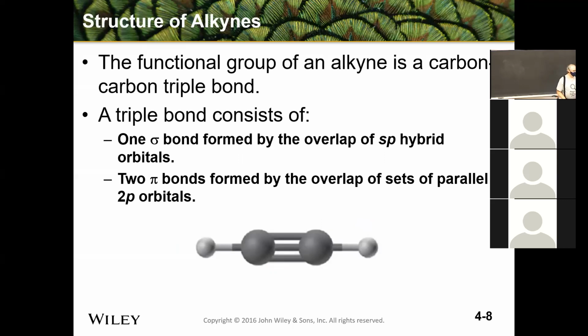All right, now we'll introduce alkynes. The functional group of an alkyne involves a carbon-carbon triple bond. Okay, when you have a triple bond, you're going to have one sigma bond formed by the overlap. Instead of sp2, this time it's sp orbitals. The two pi bonds are formed by overlap of sets of parallel 2p orbitals. Okay, so an sp carbon, or sp anything, has a linear geometry.